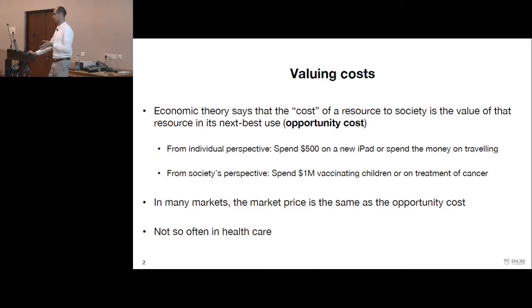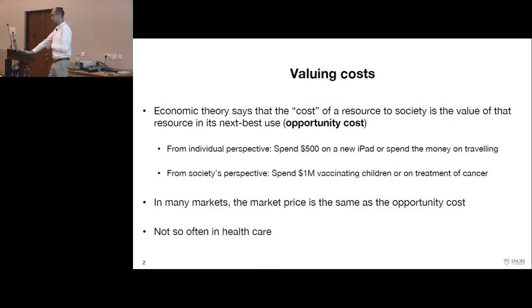So for example, from an individual perspective, if you have $500, should you spend it on a new iPad, or maybe spend it on traveling? Maybe there are better uses. Maybe you need to buy a new roof on your house. From a societal perspective, the government may be thinking, if we have $1 million, should we put it into vaccinating children? Or the next best use, as an example, could be providing cancer treatment.